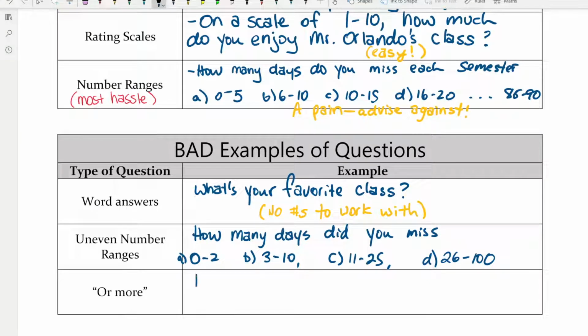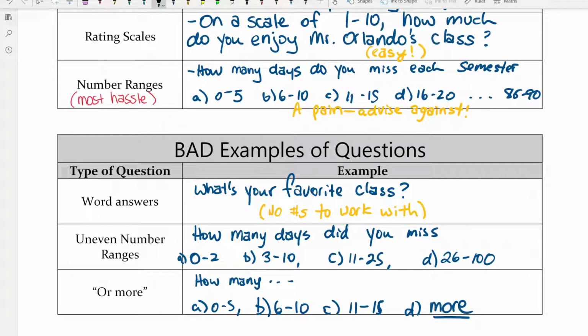And how many, blah, blah, blah, A, 0 to 5, B, 6 to 10, C, 11 to 15. That should have been 11 up here, now that I think about it. And D, more. Good luck doing math with that more. That will be super, super, super annoying if you try to do any math with it. So my advice is don't.